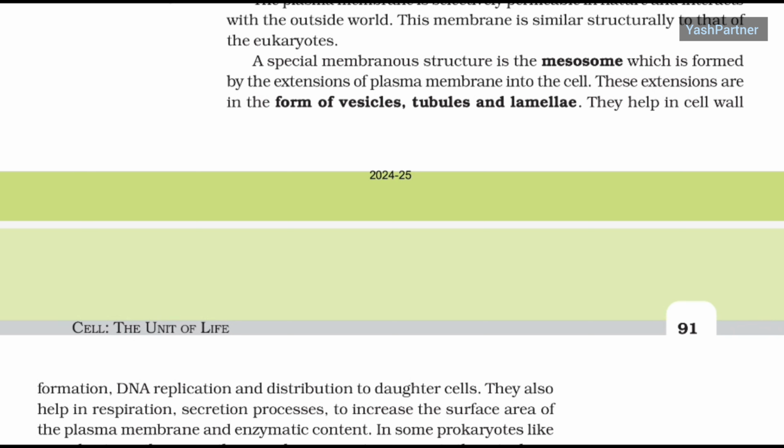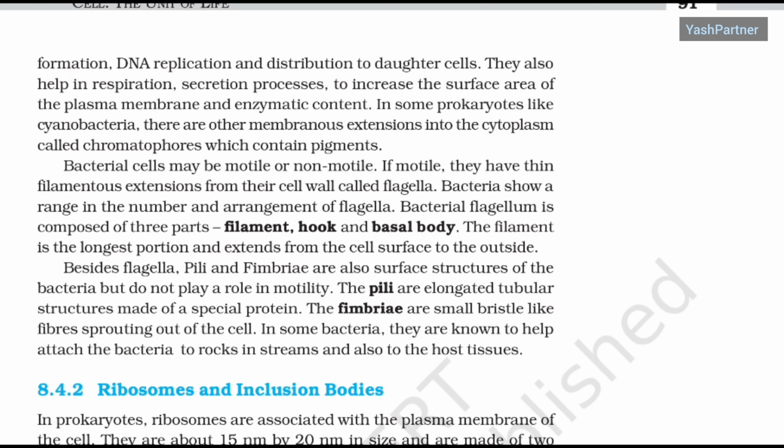A special membranous structure is the mesosome, which is formed by the extensions of plasma membrane into the cell. These extensions are in the form of vesicles, tubules, and lamellae. They help in cell wall formation, DNA replication, and distribution to daughter cells. They also help in respiration, secretion processes, and to increase the surface area of the plasma membrane and enzymatic content. In some prokaryotes like cyanobacteria, there are other membranous extensions into the cytoplasm called chromatophores, which contain pigments.